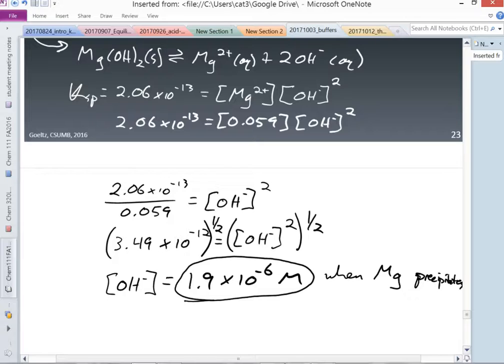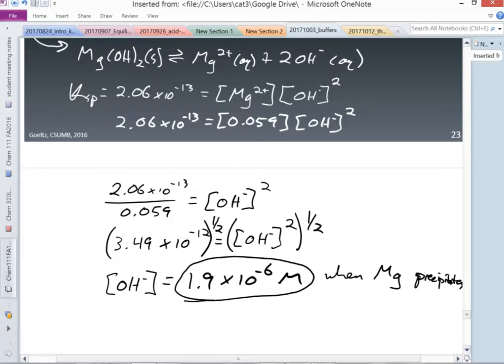In terms of Q, I would ask, is the Q that I calculate equal to K? Because if it is, I'm at equilibrium. It is, by necessity, because I solved it that way. If you are at the conditions where the equilibrium constant equation is true, that is the point where that chemical will start to precipitate.